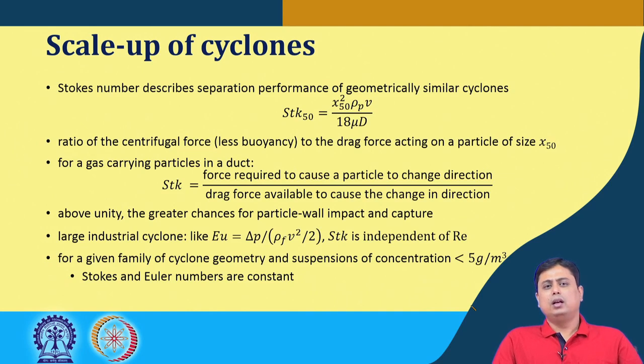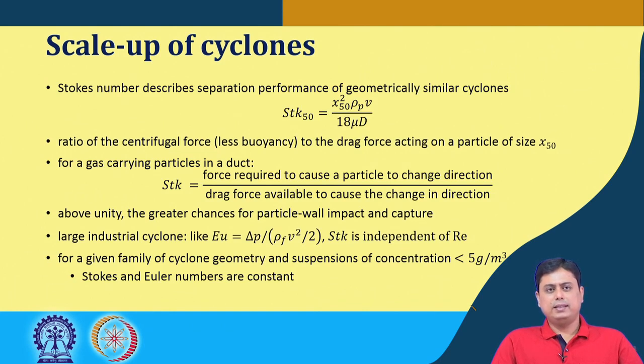Now the question is how to scale up, or what considerations we have to make during the scale up of gas cyclones, or in general cyclone separators. One of the parameters we have already studied is the Euler number, which remains typically constant for a given family of cyclone separators. That means when I say family of cyclone separators, it has dimensions proportionate to the cyclone diameter. If those are fixed, then this Euler number does not change with the flow rate.